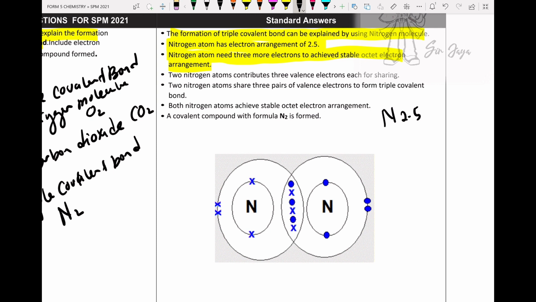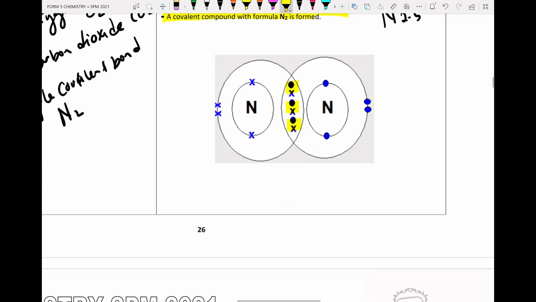So we take 2 nitrogen atoms, each contributing 3 valence electrons for sharing. The 2 nitrogen atoms will share 3 pairs of valence electrons and form a triple covalent bond. Both nitrogen atoms achieve stable octet electron arrangement. A covalent compound with the formula of N2 is formed.